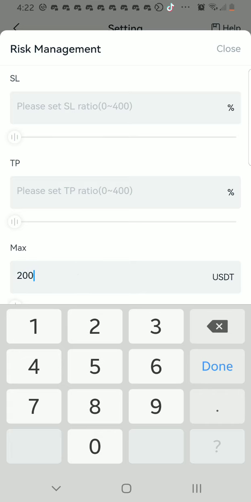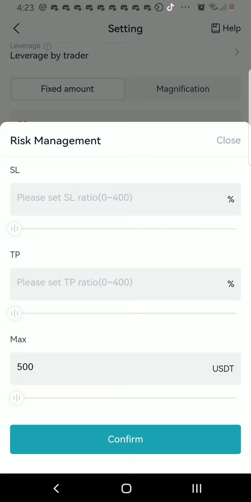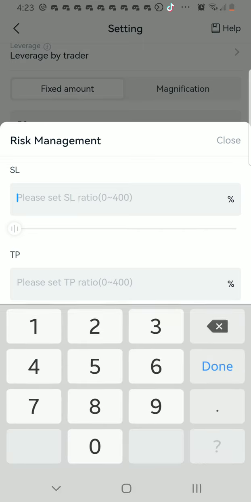If this is the only person that you will be copying, your per copy is 50, and you have the 500, you allocate to him the 500 setup. And then you let them have the TP, and for stop loss you choose the 80. Cross margin 80, that's really risky.